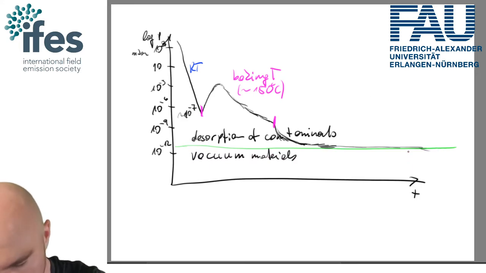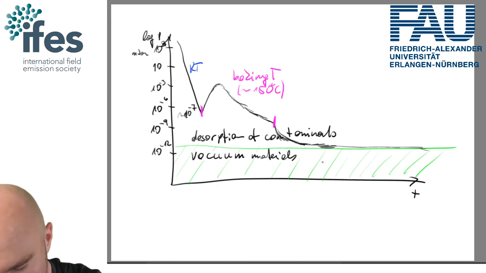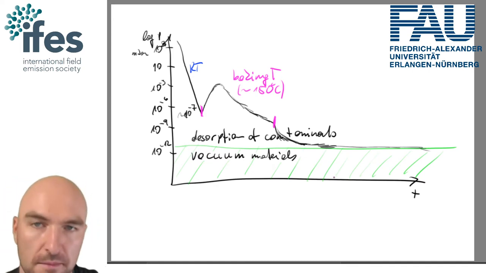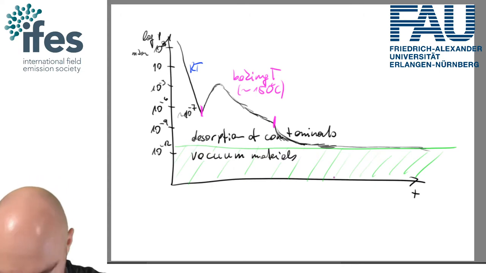Okay, we're not going to go very deep into what limits the whole thing down here, but essentially it's some outgassing, for example, of hydrogen from the stainless steel, or water vapor coming out of polymers, and so on and so forth. Okay, we'll get to that in a bit.